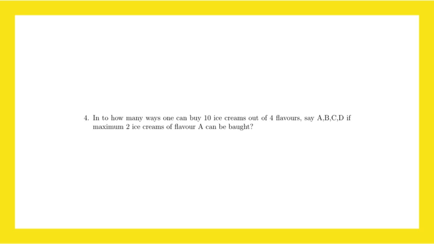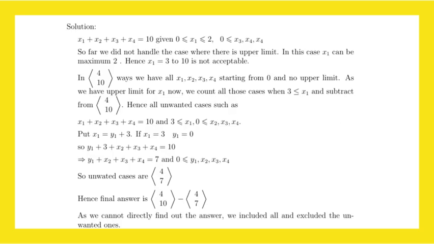So the next problem is the same: how many ways you can buy 10 ice creams of 4 flavors, and a maximum of 2 ice creams of flavor A can be bought. So now the algebraic form of this problem is x1 plus x2 plus x3 plus x4 is equal to 10, given 0 is less than equal to x1 is less than equal to 2, and x3, x4 and x2 can take values greater than equal to 0.